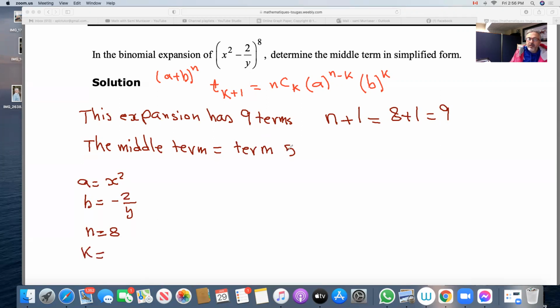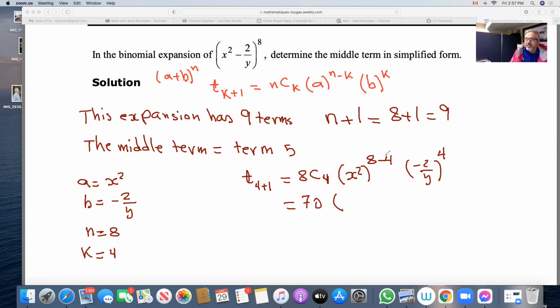If I want to find the fifth term, since the equation reads t k plus 1, then for this to read t 5, I must make k 4. So k, you have to make it 4. So t 4 plus 1 equals 8 choose 4, a, which is x squared, to the power of 8 minus 4, just filling in everything from here. And b is negative 2 over y to the power of 4, because that's what k is. Now 8 choose 4, if you do that on your calculator, is going to give you 70.